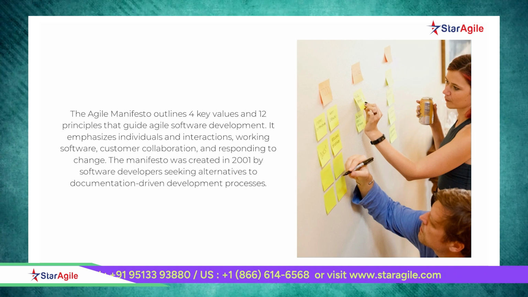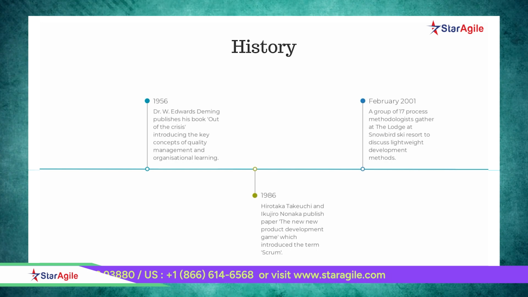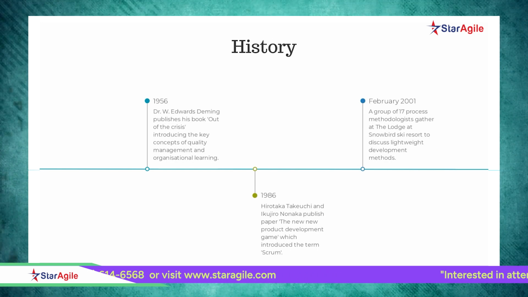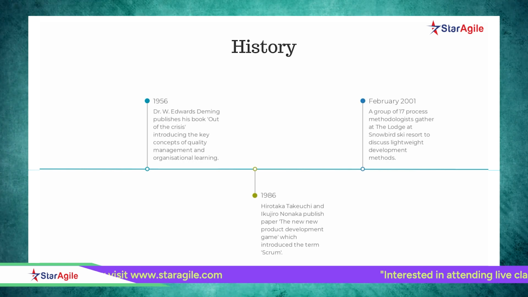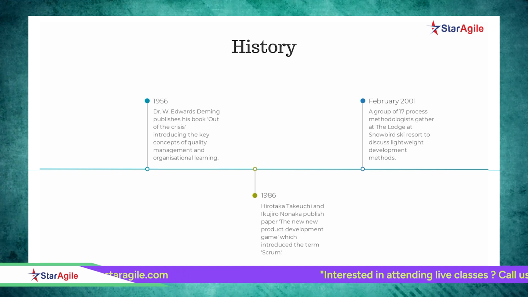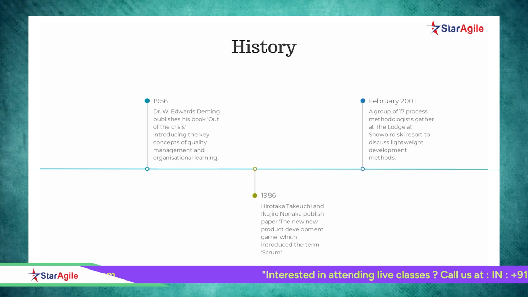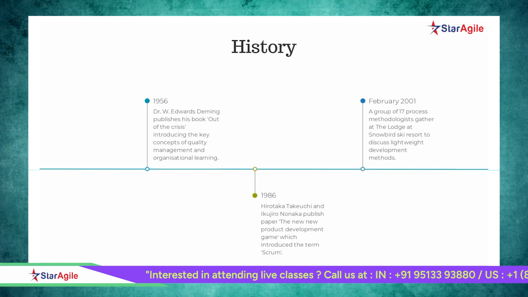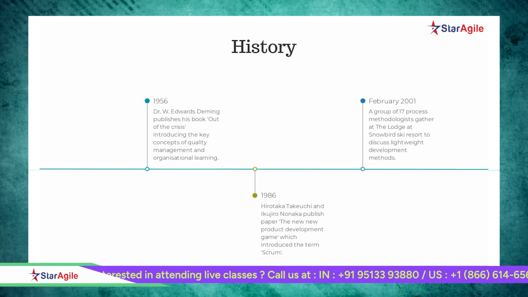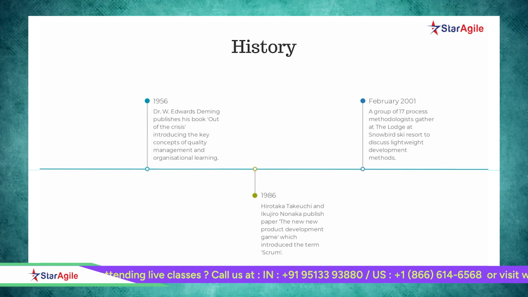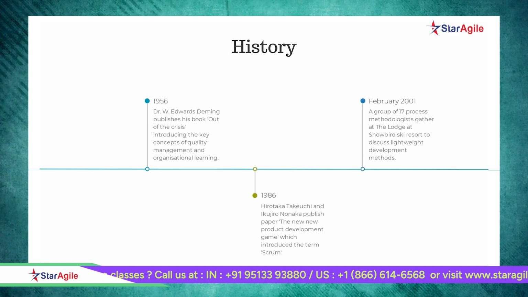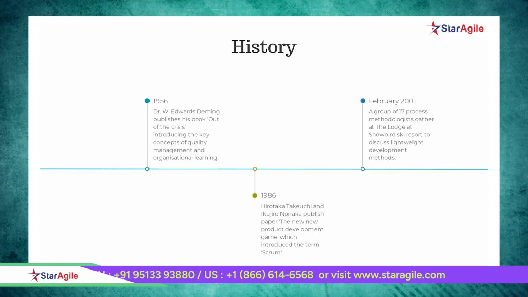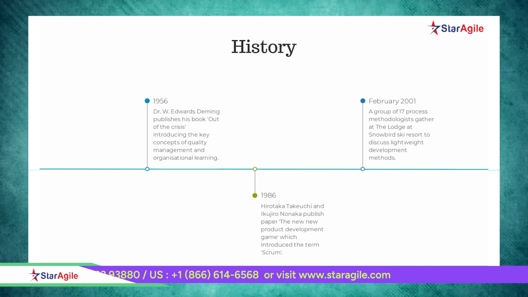Let us take a moment to journey back to the origins of Scrum and Agile. Dr. Edward Deming, in his book Out of the Crisis, introduced the concept of quality management and organizational learning. It emphasized that organizations must recognize the paramount importance of quality. Achieving quality requires a commitment to continuous improvement, prevention, and a culture of learning.